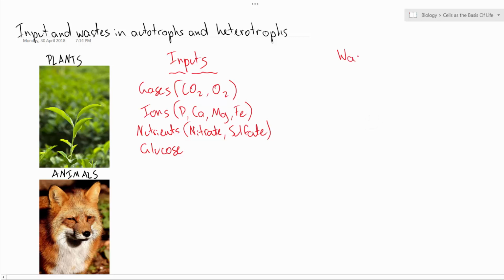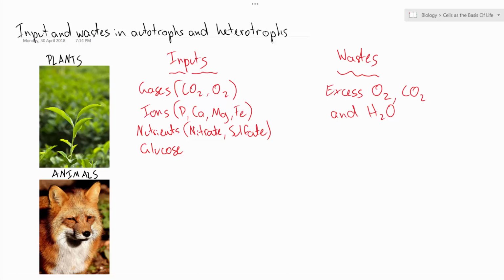Let's look at some wastes now for plants. The main wastes are going to include excess oxygen, which is going to come about through photosynthesis. Also excess carbon dioxide, which will be created through aerobic respiration, and also excess H2O, or water, which is going to come about through the process of aerobic respiration as well. So if they have too much oxygen, carbon dioxide, or water to use again in photosynthesis or aerobic respiration, if required, they need to get those out of their body, or out of their organism.